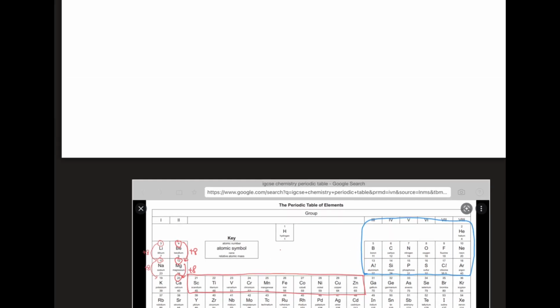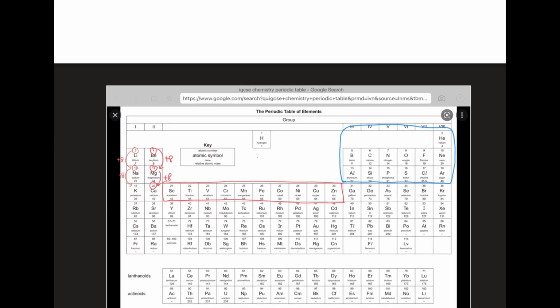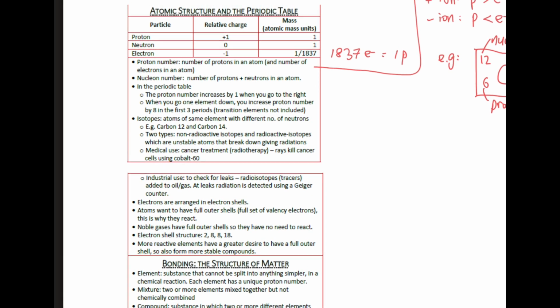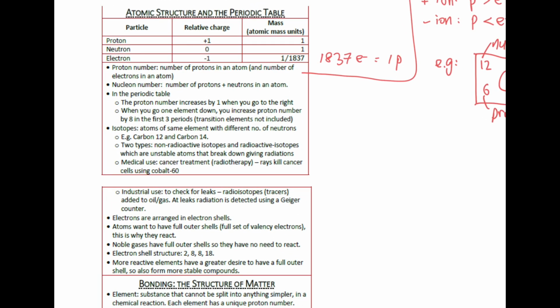Okay, so generally, going down a group, the atomic size increases, right? Yes, atomic size increases, true. And going across a period, the atomic size decreases. Decreases, yes. Across the period, decreases. Okay, so we will go to that part later. So let's continue first.